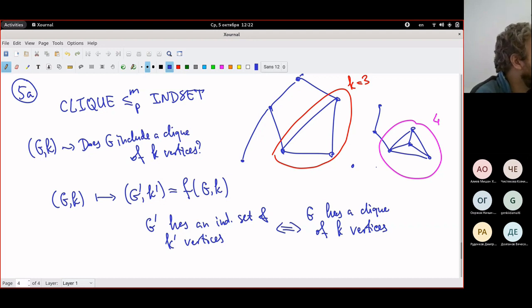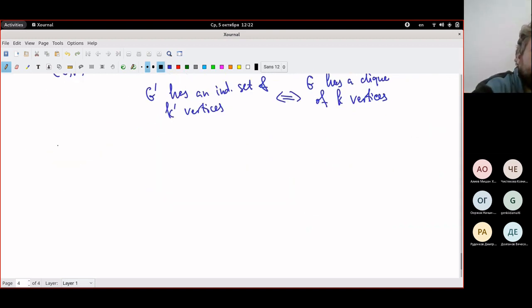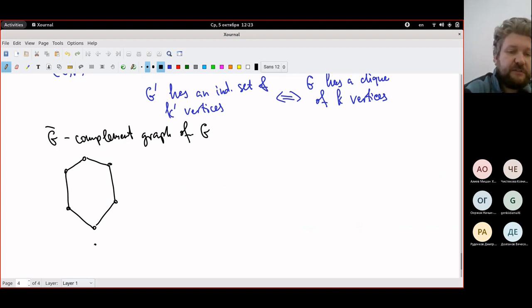Yes, so if we just do what is called the graph complement. Let me write this down. So this is graph G bar, the complement graph of G. How is it constructed? Suppose we have, for example, a graph with 5, okay, 6 vertices, and we'll do it like this. This is a graph, right? And this is G. The complement is that we connect everything which was not connected.